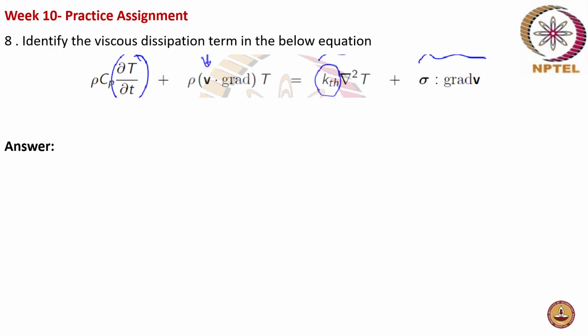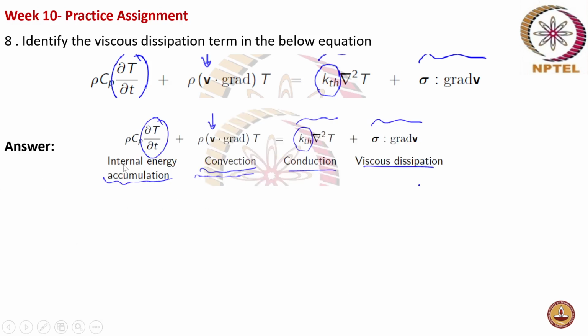So which of these terms? The first term actually represents your internal energy accumulation. The second term, where you have the gradient, this is V into velocity term, so this is a convective term. Here it is your conduction term, and the final term is your viscous dissipation term.